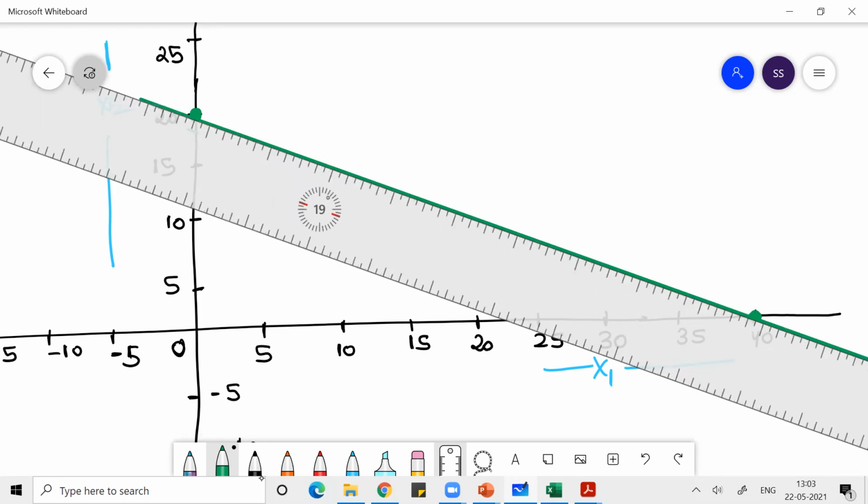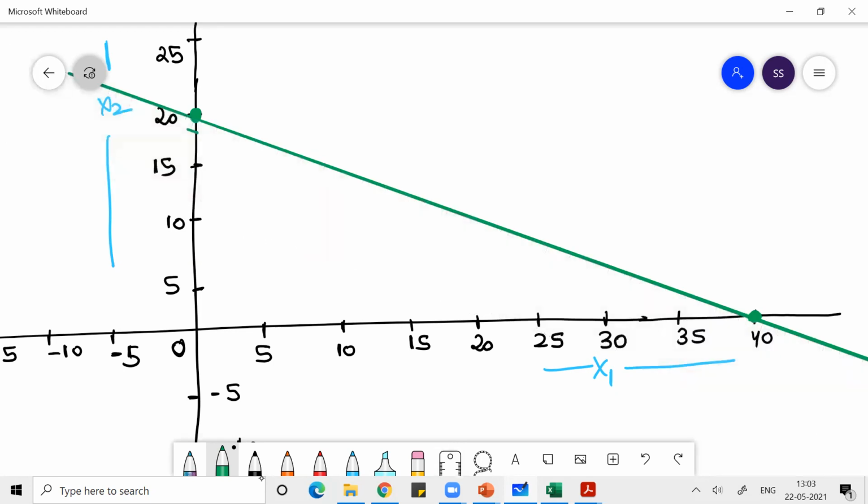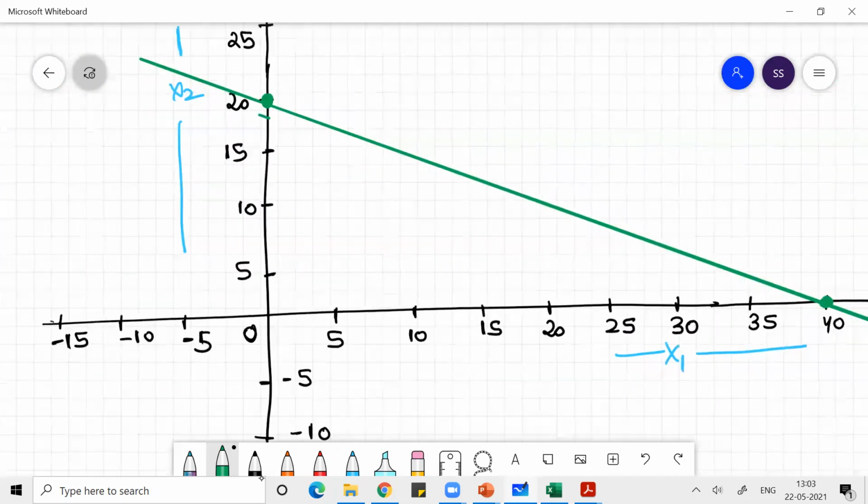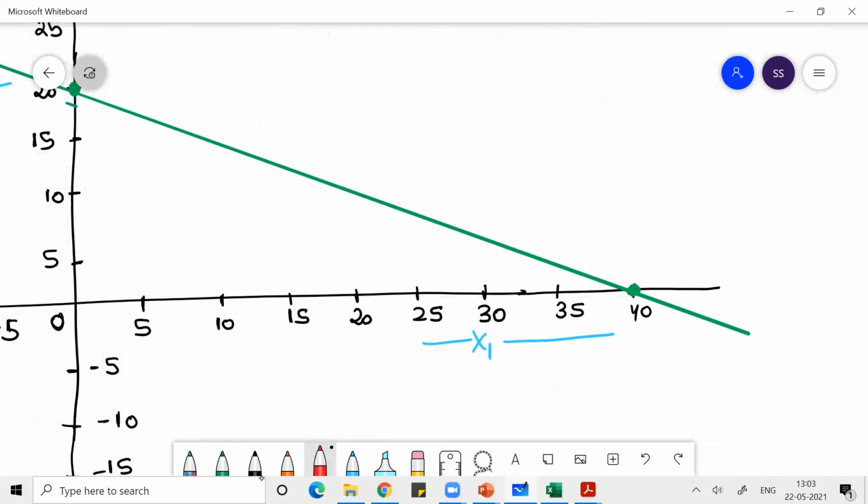This line I've drawn is basically the line of which equation? x1 plus 2x2 equal to 40. Can you understand this? This line is for the equation x1 plus 2x2 equal to 40. If you have studied linear equations or coordinate geometry in your 9th or 10th grade schooling, you can easily understand what I'm talking about. It's a very simple thing.